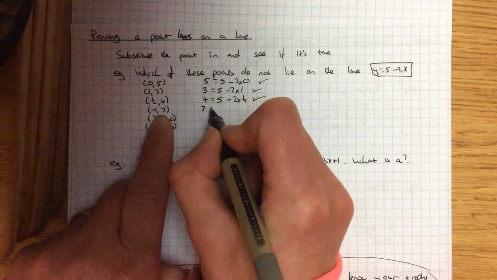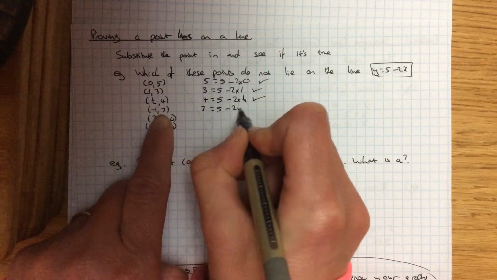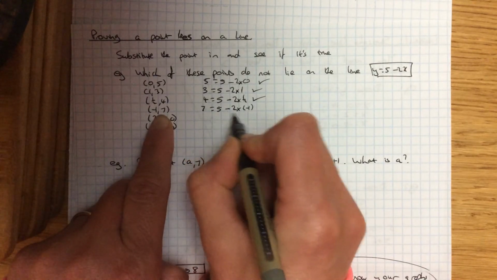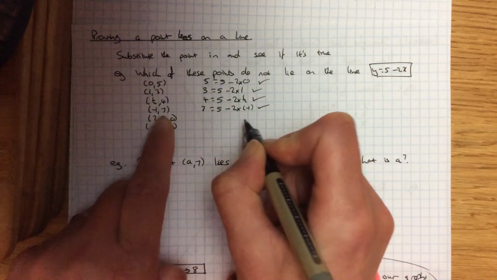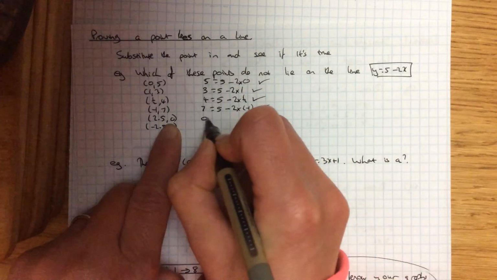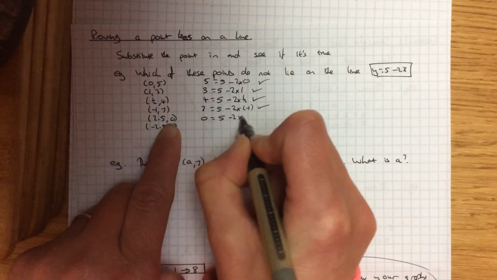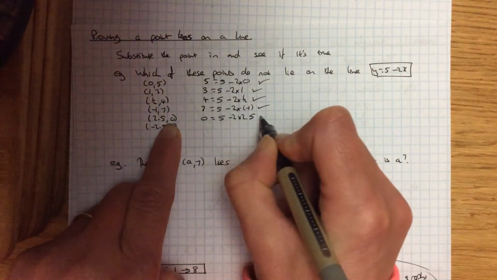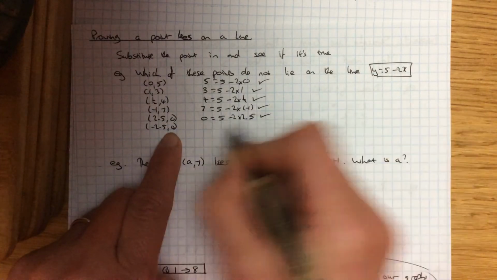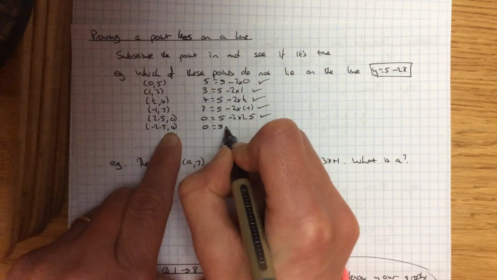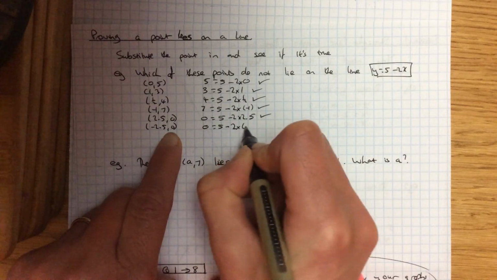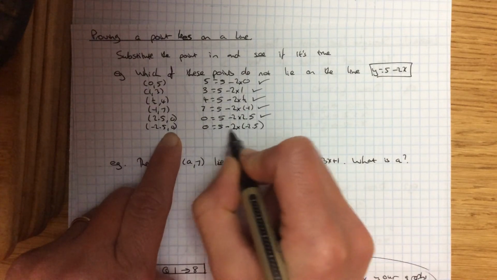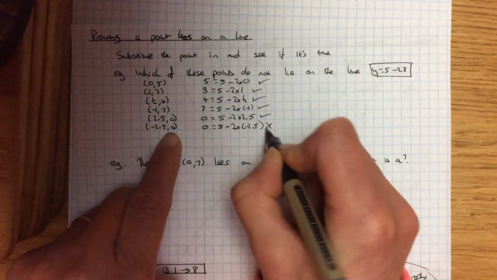Put in 7 equals 5 take away 2 times minus 1. 5 plus 2 is indeed 7. Put in 0. 0 equals 5 take away 2 times 2 and a half. So 5 take away 5 is correct. And the last one, put in 0. 5 take away 2 times minus 2.5. So 5 add 5 does not give me 0.